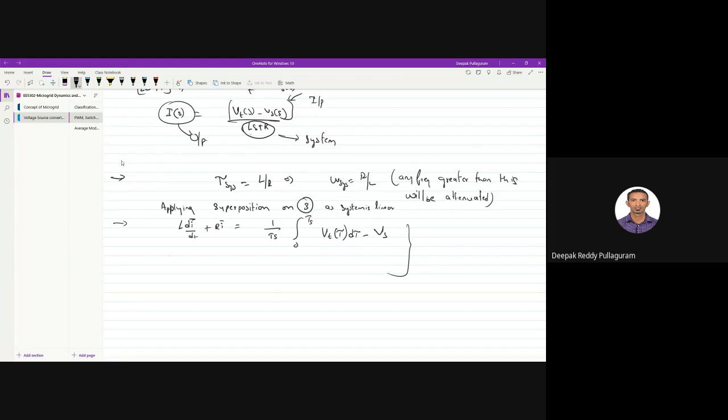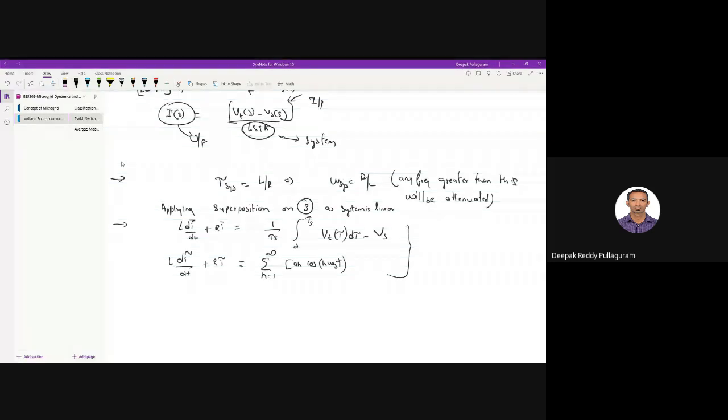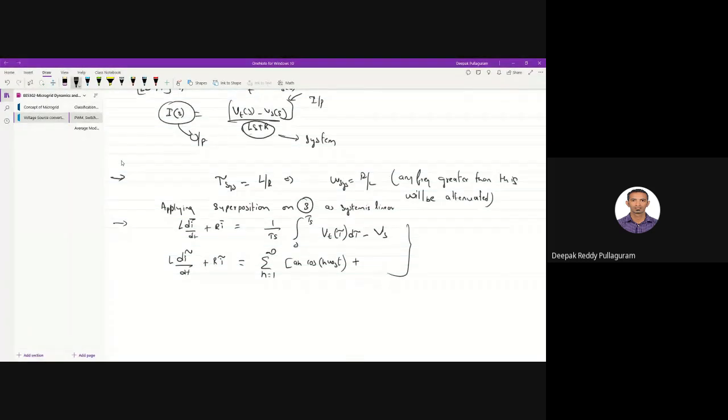And the second part, we have the ripple component. Ripple, I give it a symbol, that is tilde, as we say in language. Tilde is equal to, the input will be the sum over h equal to 1 to infinity of ah cos h omega s t plus bh sin h omega s t. Okay, we got two expressions.